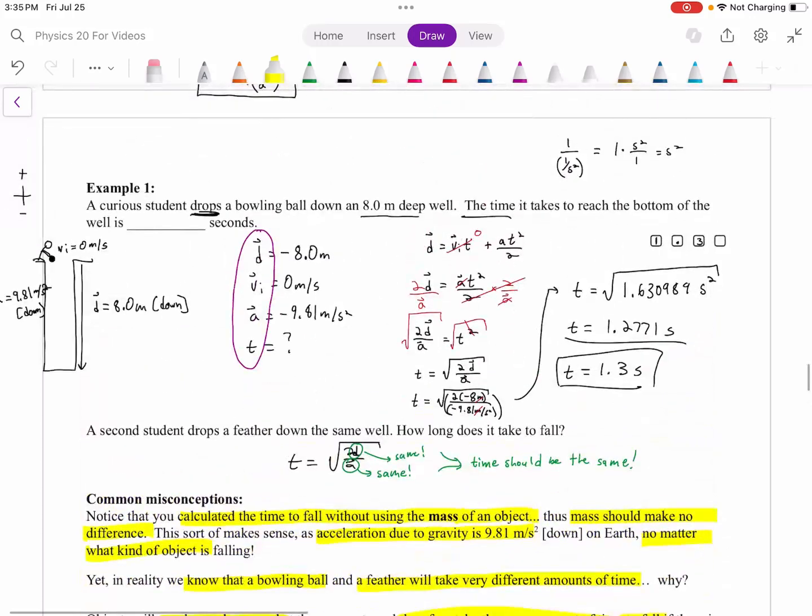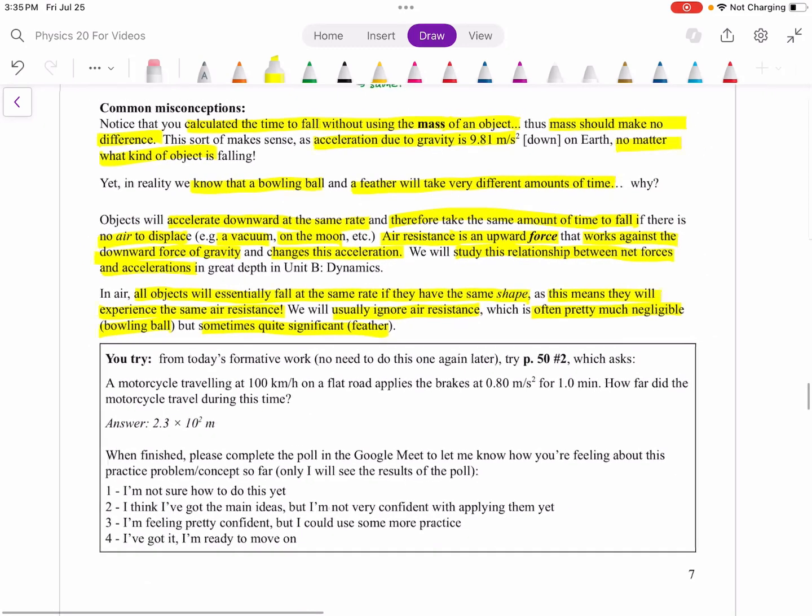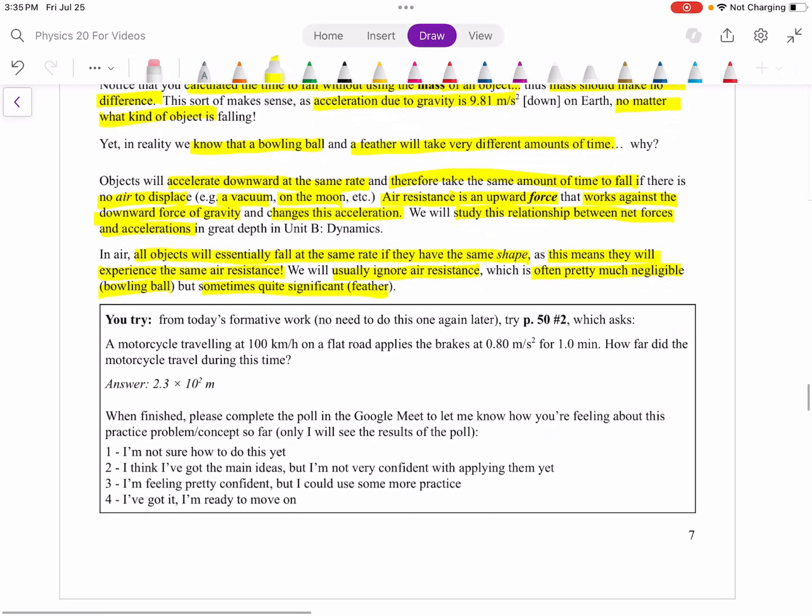That is why in this problem, we're seeing that the bowling ball, we didn't worry about its shape, we didn't worry about its mass, okay? Most of the time, that's actually a fairly safe thing to do. It makes a slight difference, but a lot of the time it is pretty much negligible, like the bowling ball. But sometimes it can be quite significant, like in the case of a feather, because a feather has a wide surface area and a very small mass. That air resistance actually does make a big difference to the acceleration it experiences. Okay, so that's a note to be aware of the assumptions we're making, and also a look ahead to how we're going to study that relationship between force and acceleration in Unit B.